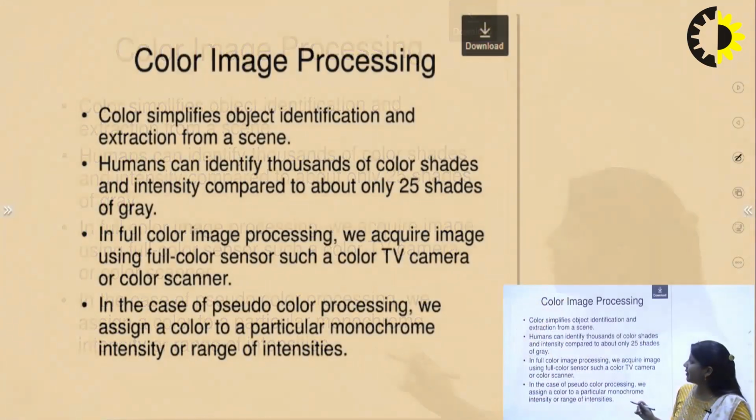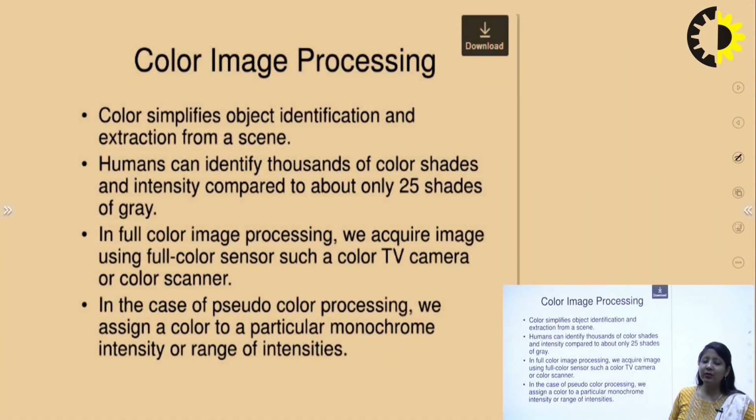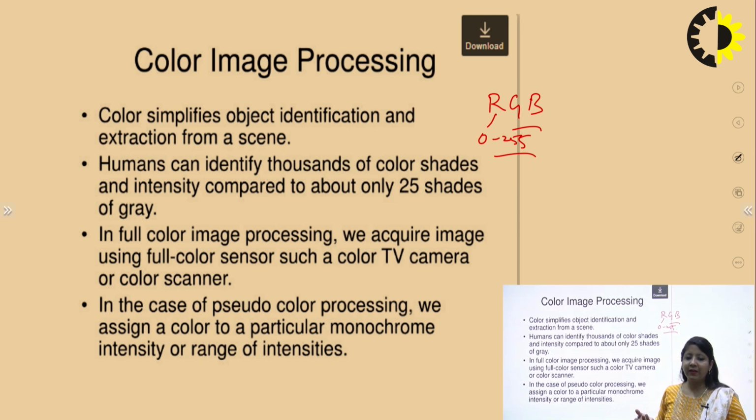Now color image processing means firstly we have to understand how many color intensities there are in any image. We all know that when we talk about color, we have the three primary colors, that is RGB: red, green and blue. Each color has an intensity range between 0 and 255. So we have red shades between 0 and 255, green shades between 0 and 255, and blue shades between 0 and 255.